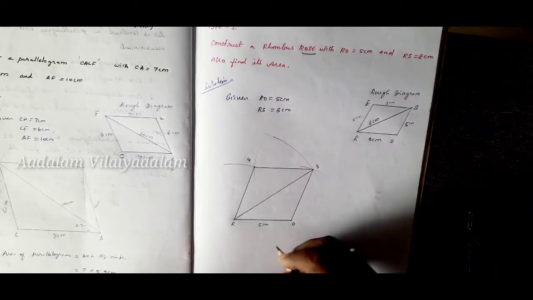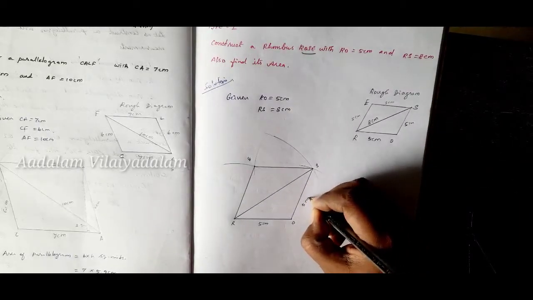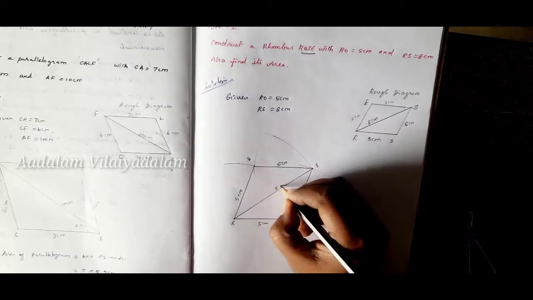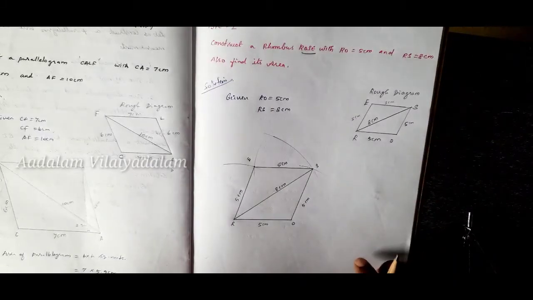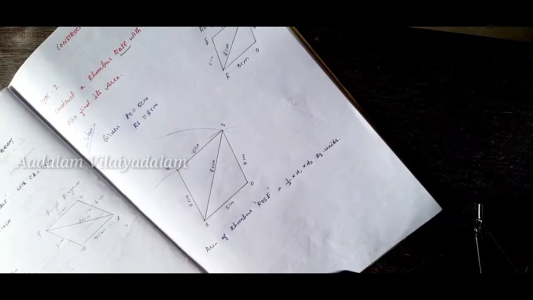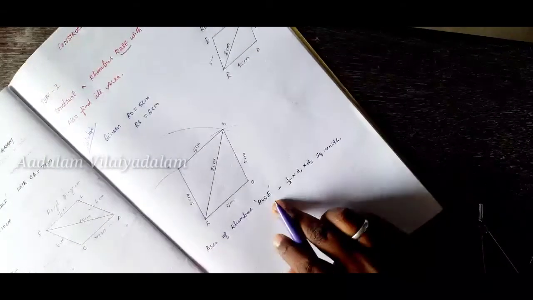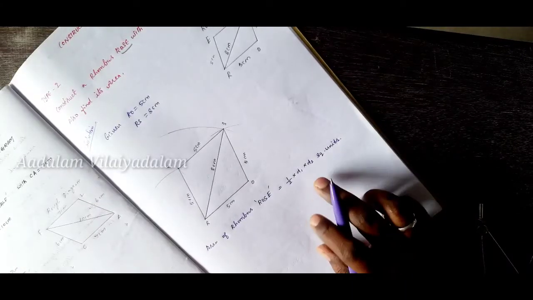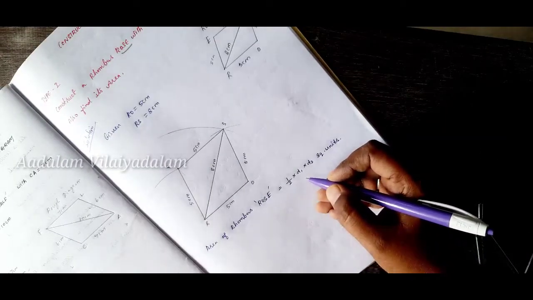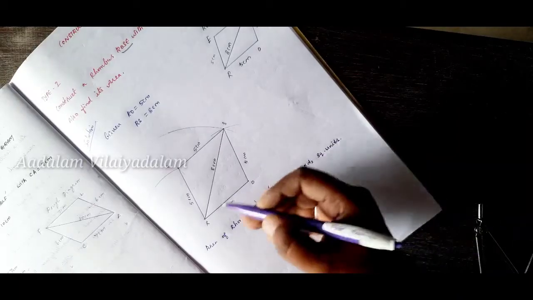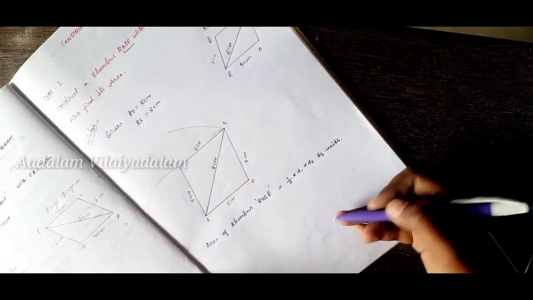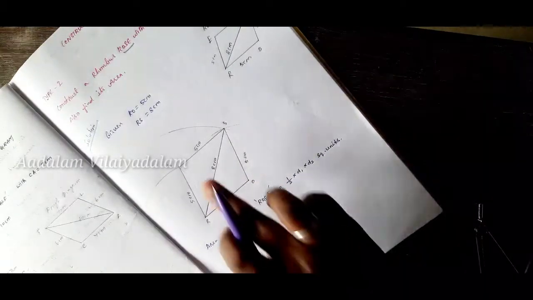Now let us write the measures for each side, and we need to find the area. Area of rhombus will be half into d1 into d2 square units. What is meant by d? D is called diagonal, and one of the diagonals is given, RS, that is 8 centimeter, and one more diagonal we need to find out from the diagram.